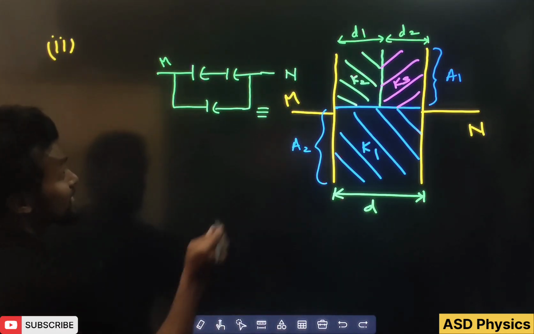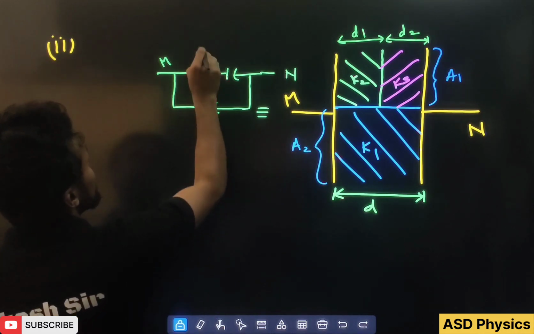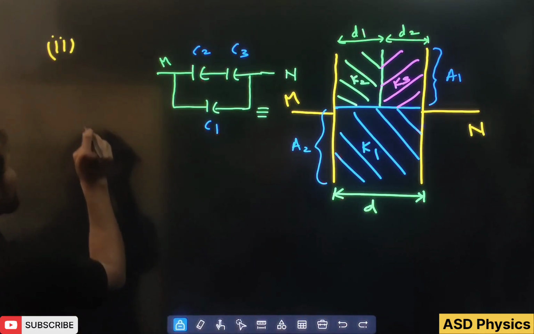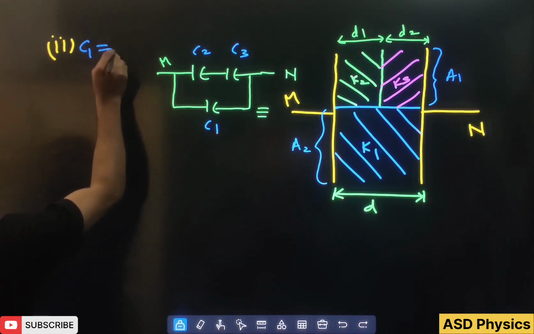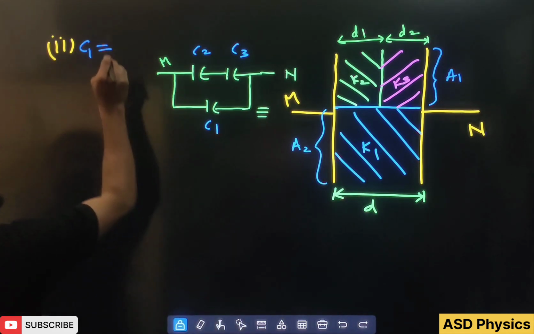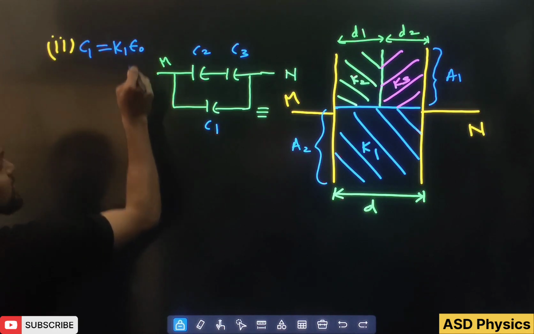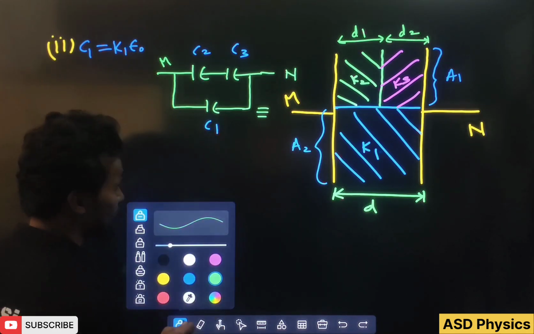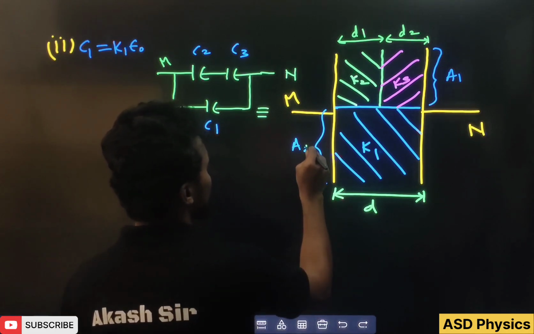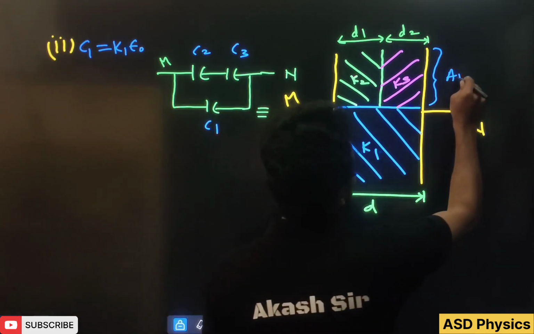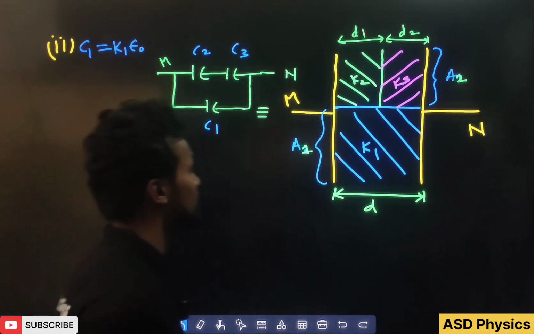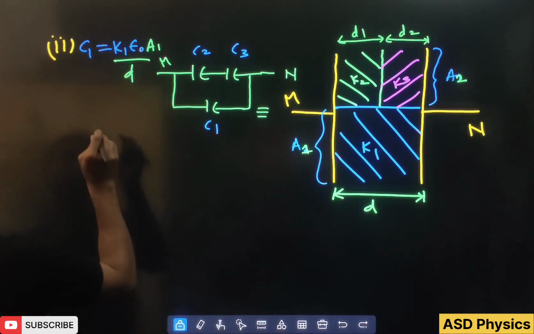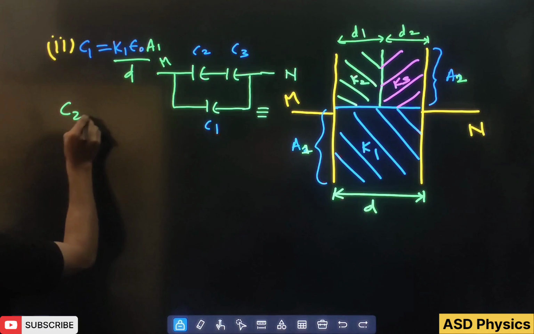Let me give the names here. So see here, this is C1, this is C2 and this is C3. Now we have to take the mixed combination. If I write one by one, C1 will be K1 epsilon naught, and a little bit of a problem happened here because of K1. So here I will take A1 and here I will take A2. So we can write C1 equals K1 epsilon naught A1 by D. Similarly, C2 how much?